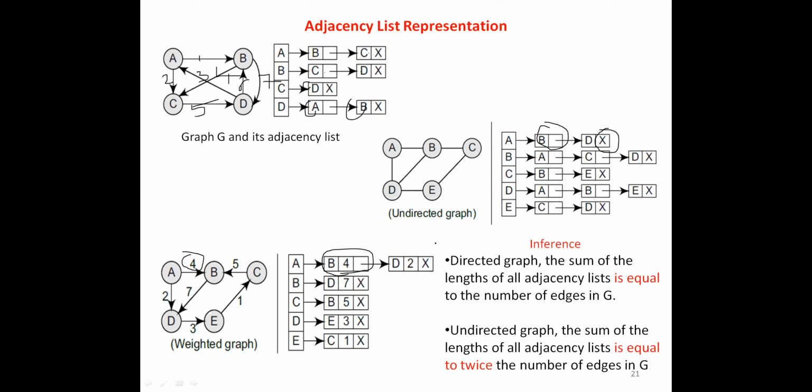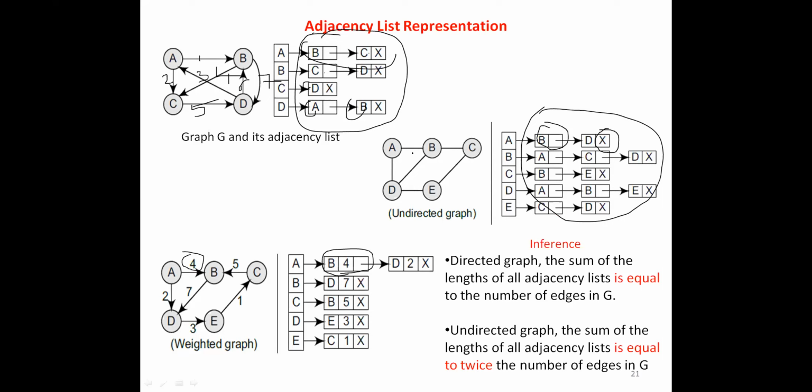So this is the adjacency list for all vertices. Summing all the adjacency lists gives the number of edges in the directed graph. In the case of an undirected graph, it is twice the number, obviously. Why? Because there is no direction, so it will be twice the number, which here will be 14.